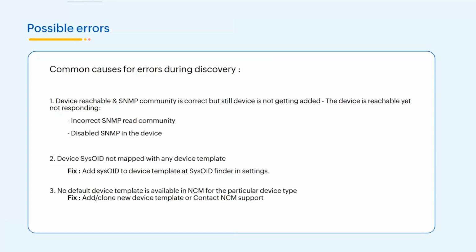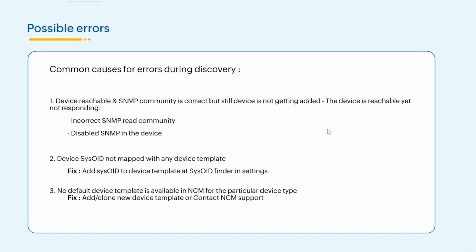So here I've listed some of the possible errors that you may encounter while discovering devices in Network Configuration Manager. The first issue could be that the device is reachable and the SNMP community string is correct, but the network device is still not being added. So there are two potential reasons for this. Either the SNMP read community string is incorrect, or SNMP is disabled on this device. So please verify the read community and ensure SNMP is enabled on the device and then try again.